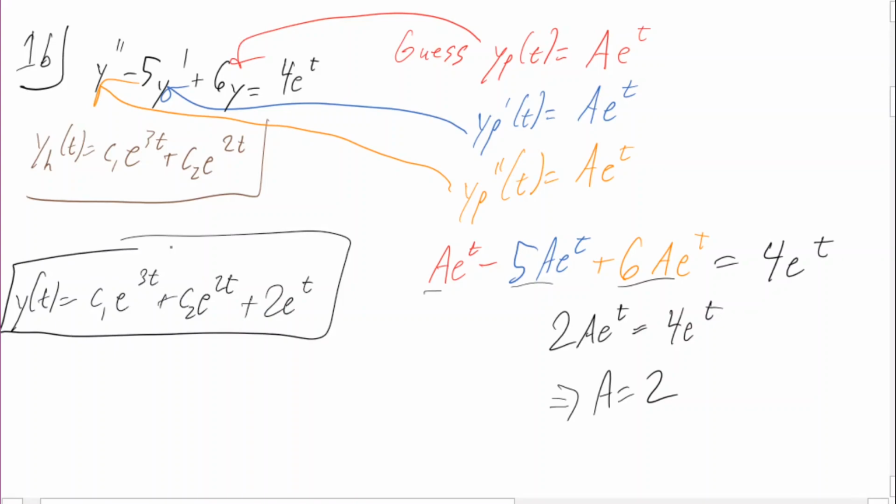Again, I suggest pausing and working through each of these steps a little bit slower if need be before moving on to the next one. Now let's look at one more example that's similar. For this one, we have the same homogeneous part, but the non-homogeneous part is 20 cosine of t.